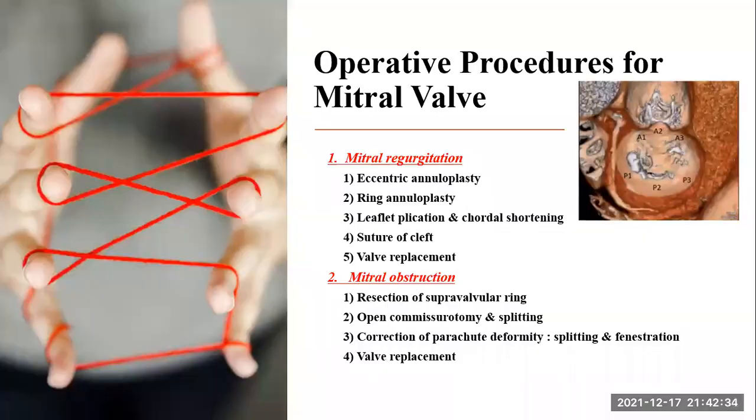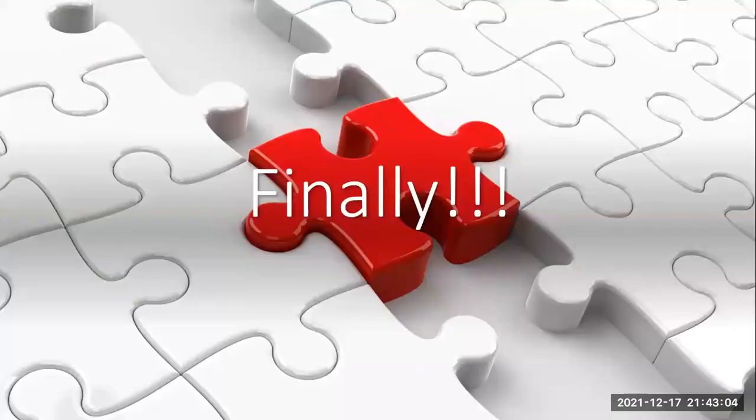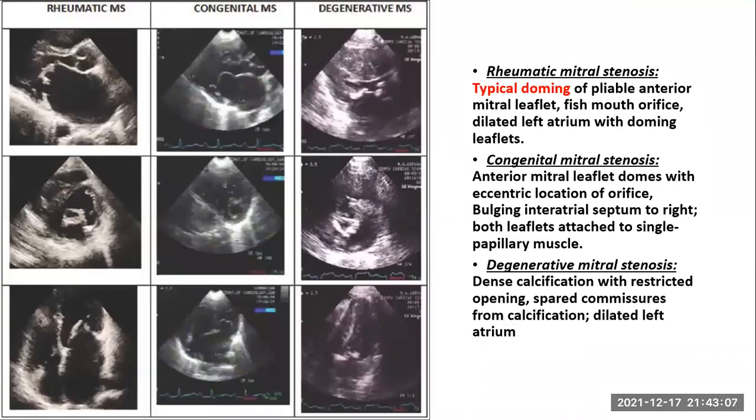So the operative procedures for mitral valve in these cases, for mitral regurgitation, we have eccentric annuloplasty, ring annuloplasty, leaflet plication and chordal shortening, suture of cleft, and valve replacement. For mitral stenosis, resection of the supravalvular ring that we saw before, open commissurotomy and splitting, correction of a parachute deformity, and valve replacement. So finally, you need to differentiate your etiology to see, is it a rheumatic, is it a congenital mitral stenosis? And thank you for your attention.